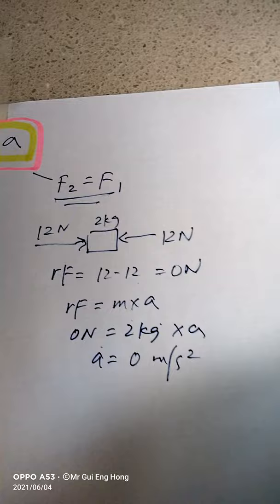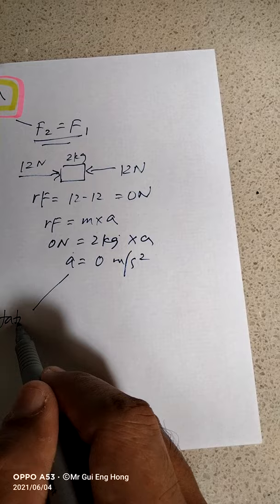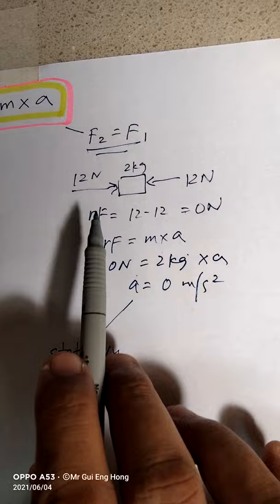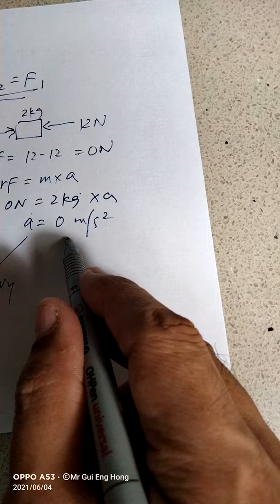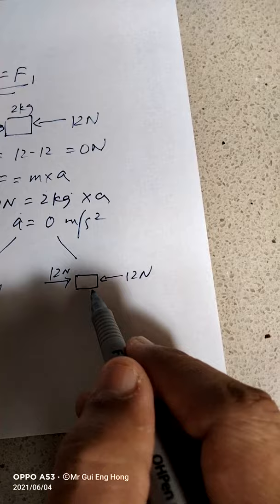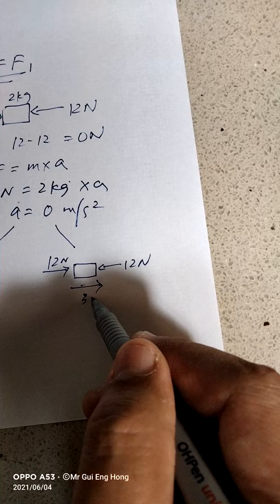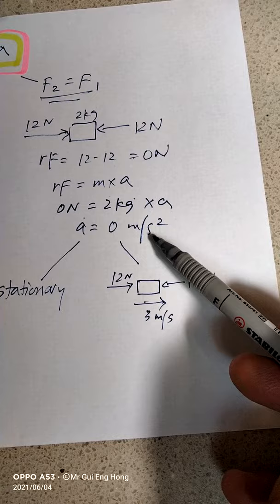Now zero acceleration may or may not mean that it is stationary. So there are two types when a is 0. One is stationary, which is very easy to understand. It's not moving because both forces are the same. However, if both forces are balanced, it can also move with constant speed in a straight line, which is what we call uniform velocity. So although both forces are balanced, this box could be moving in a uniform velocity, say for example 3 meter per second or any number, because uniform velocity or constant speed in a straight line is also 0 meter per second squared acceleration.